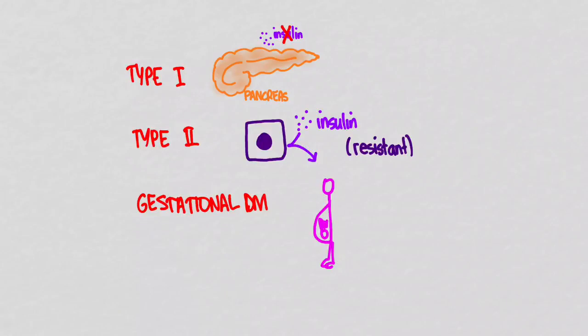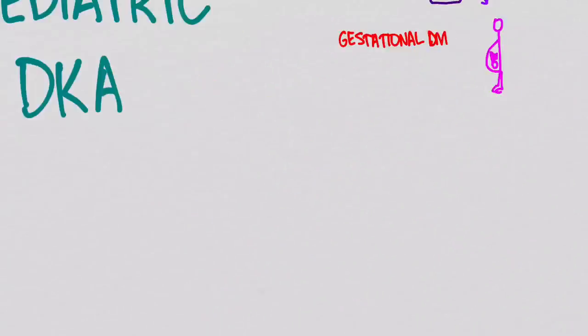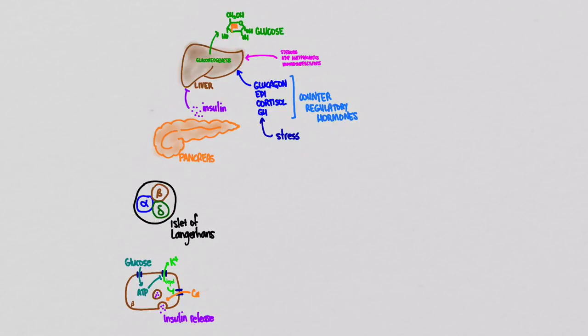Now, some of the risk factors for having pediatric DKA are younger patients, poorer patients, and those without good health care. So now let's just take a quick look at how things normally work.